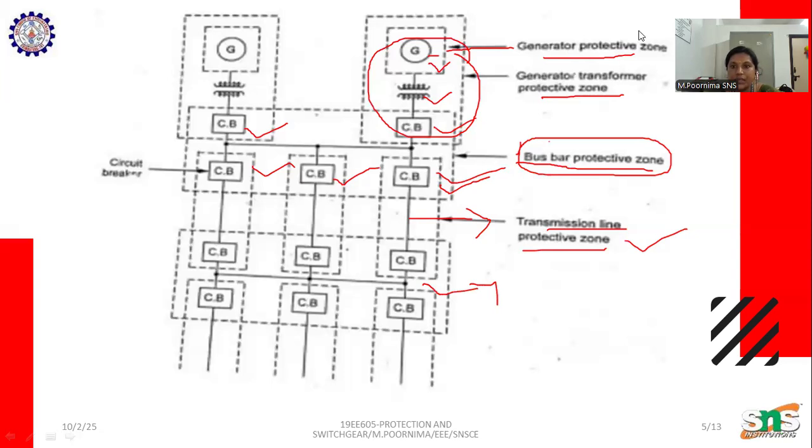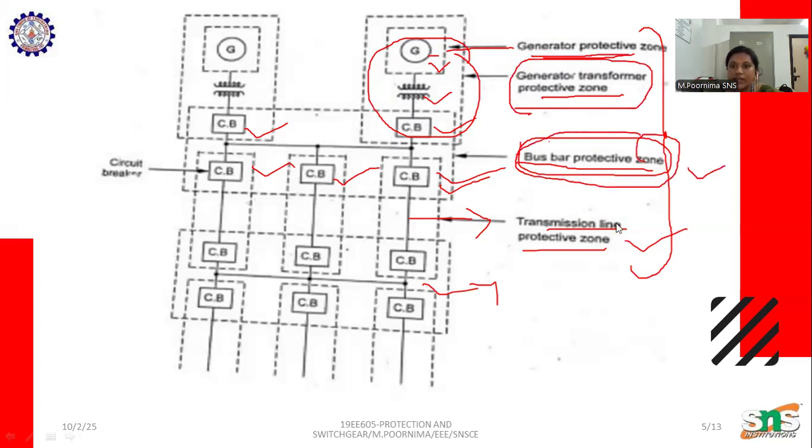These are the main four zones. What are the four zones? First one is the generator protection zone. Next one is the generator transformer protection zone. Next one is the busbar protection zone. And finally, the transmission line protection zone.